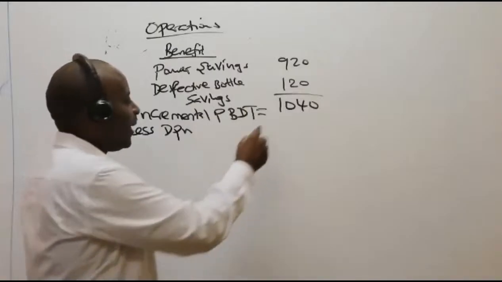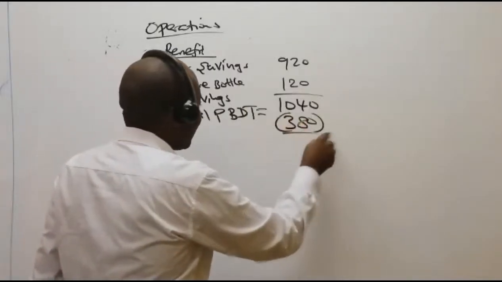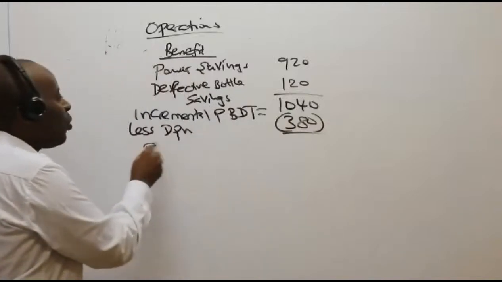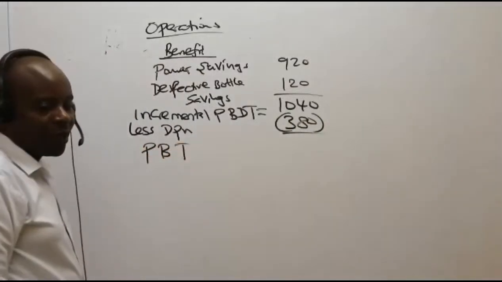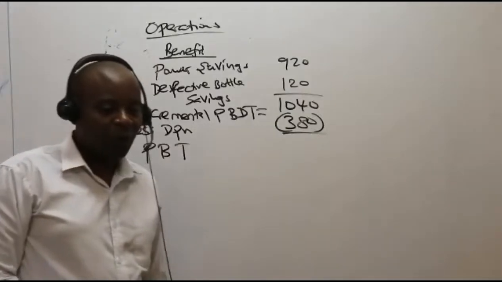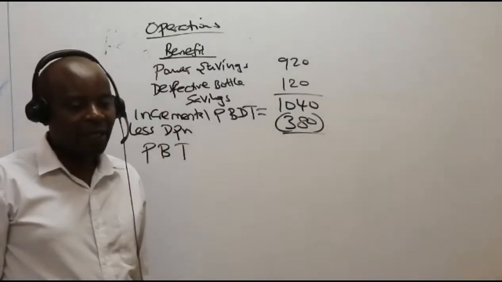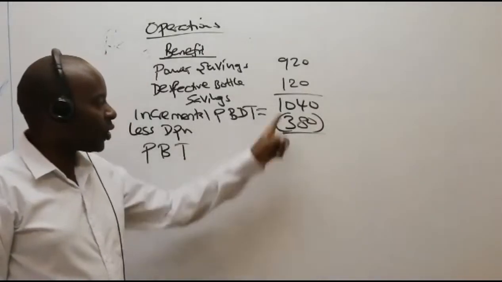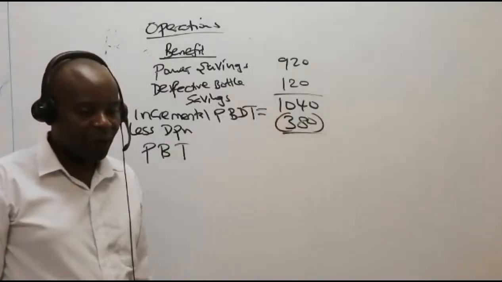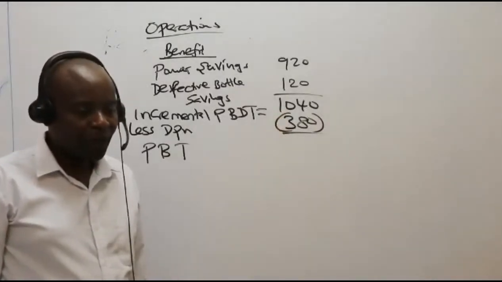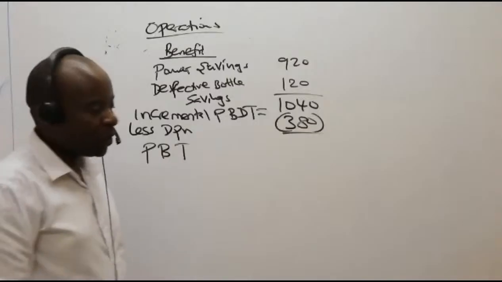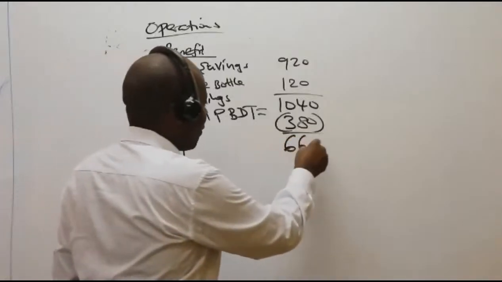380, they're telling me. 380. So please subtract this, for you to be able to give me what we call profit before tax. Profit before tax, this minus this, please give me a figure. Profit before taxation. So they are giving me a figure of 660.